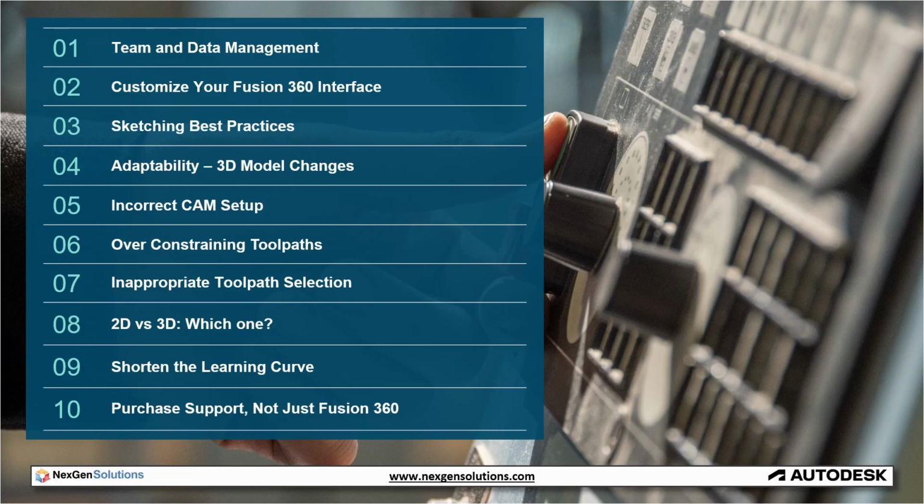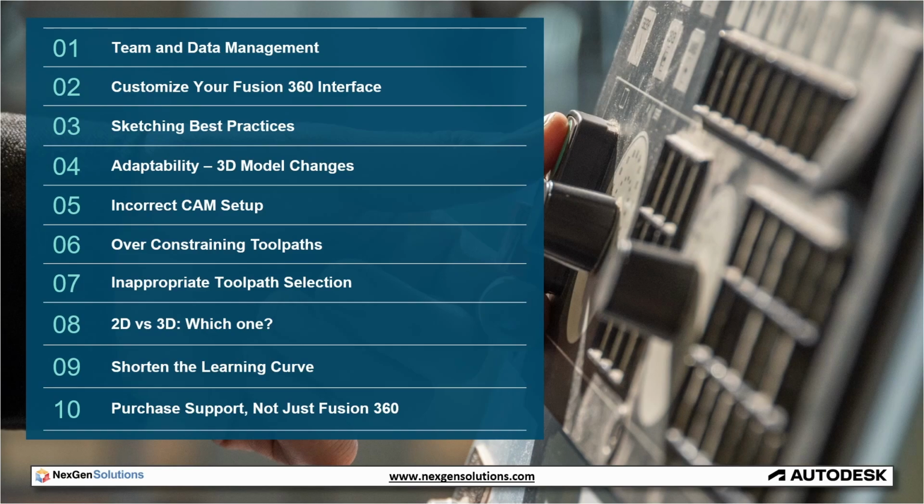So this is just a quick list that I've laid out here. As you can see, we're going to touch on a lot of different things from all sorts of different spaces inside of Fusion 360. We got some in manufacturing, we got some in design, and then we also got a little bit from what I think would be the best case learning practices. So we're going to start off with a little bit of team and data management, customizing your Fusion 360 experience. What are some of the best practices for sketching, things to avoid there, adaptability, how do we do proper CAM setups? How do we reduce the amount of overconstraining for our toolpaths? And which toolpath is the best one to use at certain instances, right?